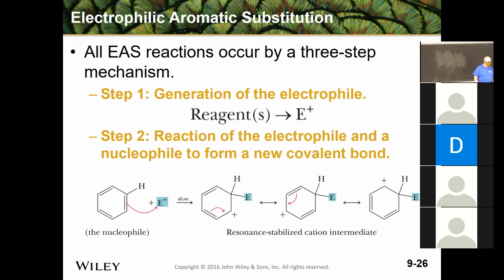So we'll generate the electrophile. The benzene ring is electron rich, so it donates a pair of electrons to the electrophile. We get a resonance stabilized intermediate. The double bonds and the plus charge are moving partway around the ring.